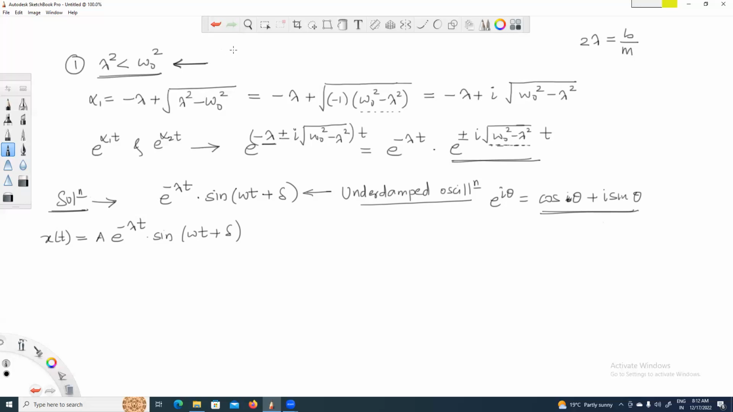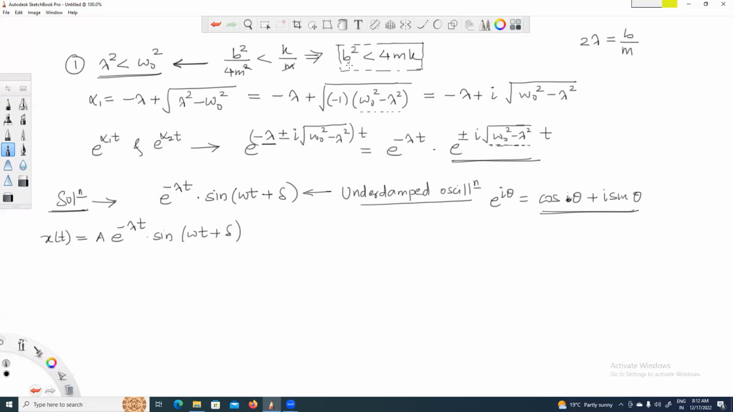So this is b square over 4m square, which is less than omega naught square, we know, k over m. So mass, let me cancel it. This gives me b square is less than 4mk. So for this condition, the oscillations are termed as underdamped oscillations.